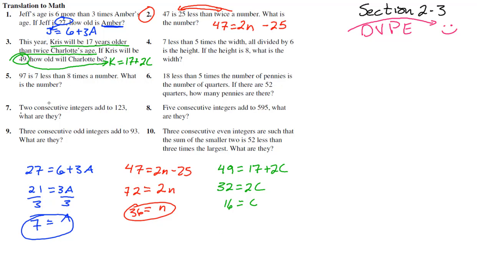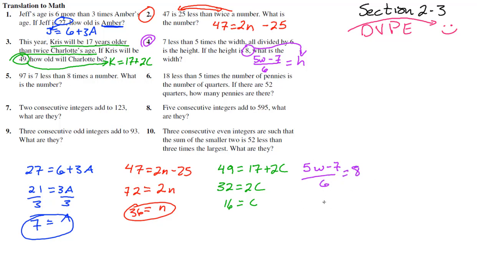Let's try number 4. Okay, so let's use this color here. 7 less than 5 times the width. So 7 less than 5 times the width, all divided by 6, is the height. And it says the height is 8, so we can stick 8 right in there. Yeah, look at that. So let's write that guy down here. We get 5 times the width minus 7 all over 6 is the height, and the height is 8.